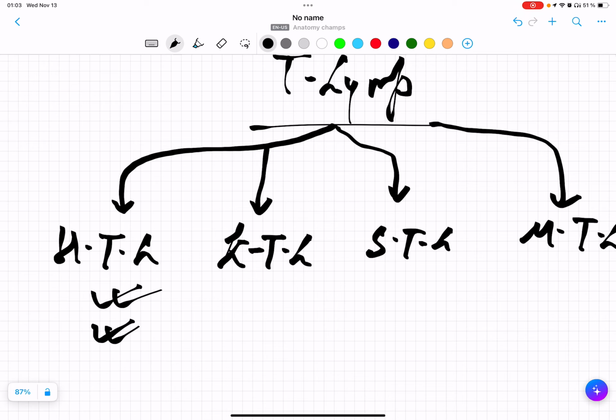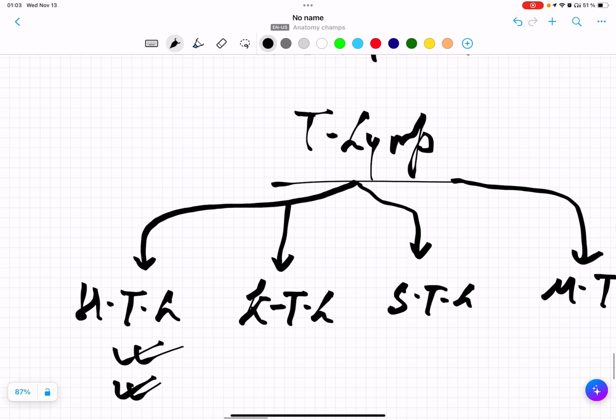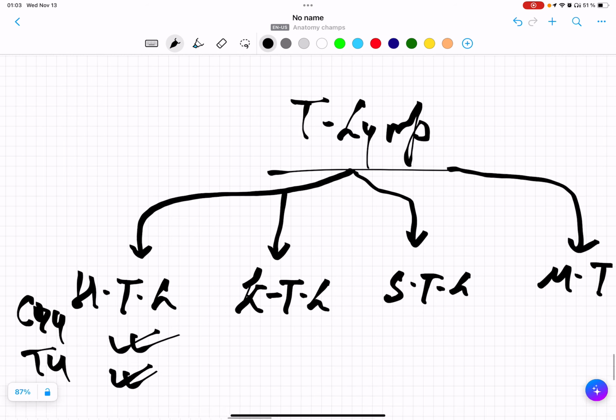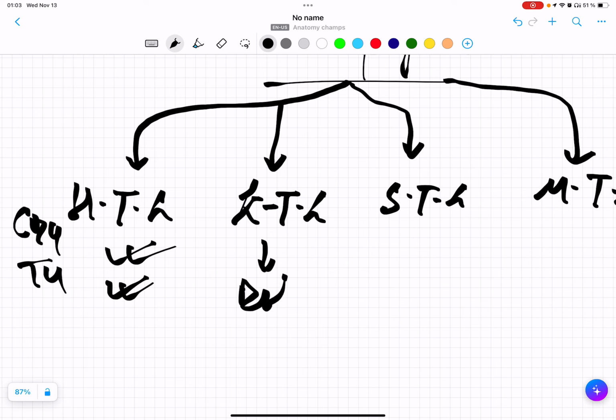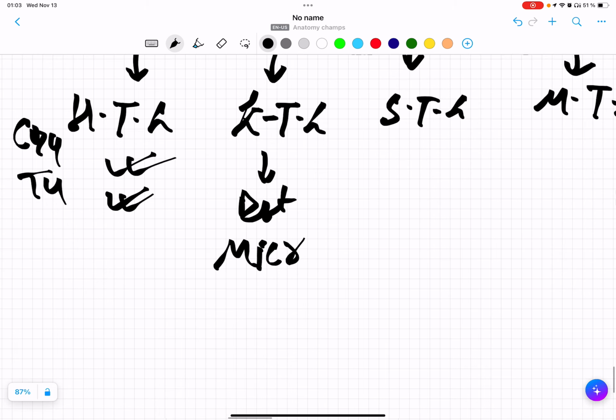Then there are your killer T cells or the killer T lymphocytes, also known as CD8 cells or T8 cells, and helper cells are known as CD4 cells or T4 cells. Killer T lymphocytes will attack and destroy any invading microbe. This can be cancer cells also. This can be any microbe or any infected cells also. They will secrete perforins.